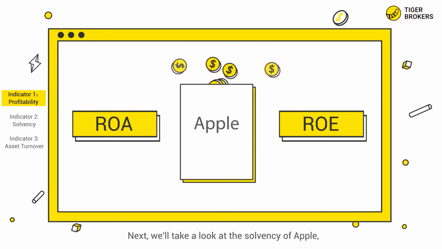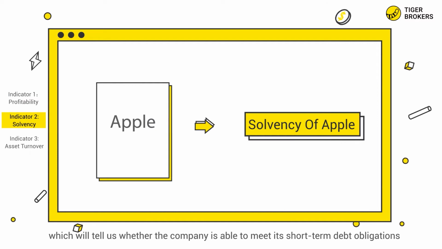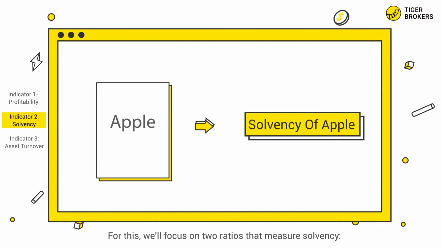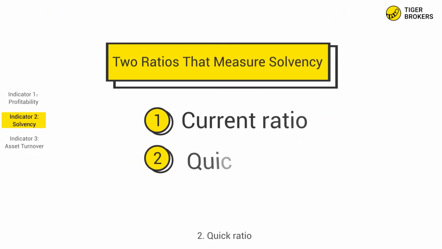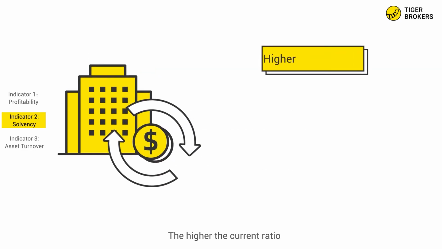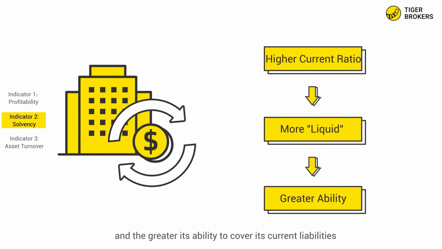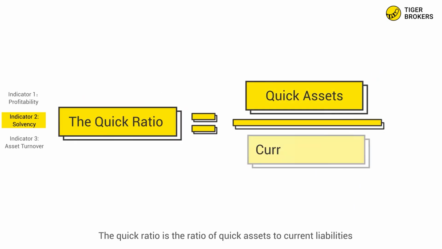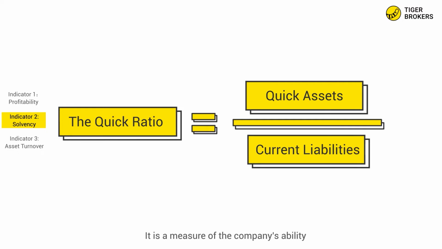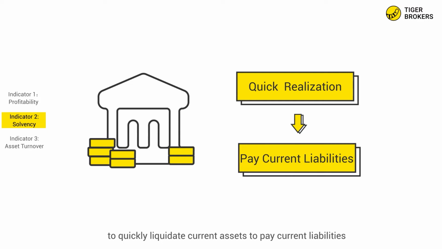Next, we'll take a look at the solvency of Apple, which will tell us whether the company is able to meet its short-term debt obligations. For this, we'll focus on two ratios that measure solvency. 1. Current ratio. 2. Quick ratio. The higher the current ratio, the more liquid a company is, and the greater its ability to cover its current liabilities. The quick ratio is the ratio of quick assets to current liabilities. It is a measure of the company's ability to quickly liquidate current assets to pay current liabilities.